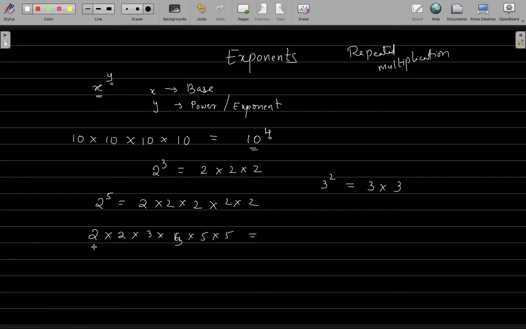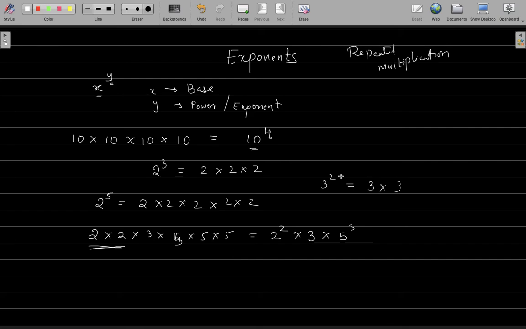2 is a number which is getting multiplied by itself 2 times. So I'll write it as 2 power 2. Times 3 is only once, so we'll keep 3 as it is, and 5 into 5 into 5. So 5 is multiplied with itself 3 times, so we will write it as 5 power 3. So this is the exponential notation of this number.